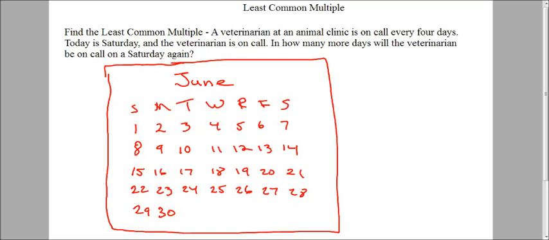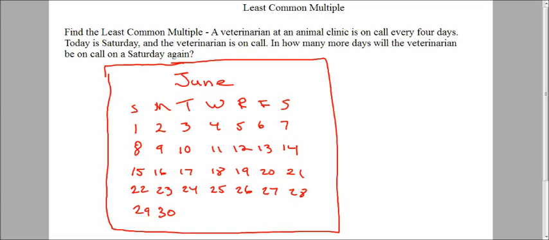So we have three different methods. I'm going to show them to you one at a time. The first method, actually, here's what we're trying to find. We know that the veterinarian is on call every 4 days. Saturday occurs every 7 days. So we want to find the least common multiple of 4 and 7.